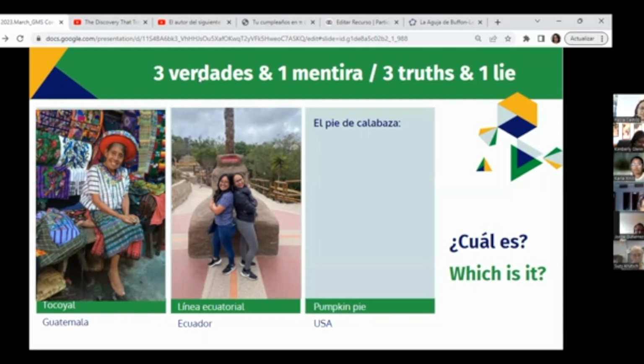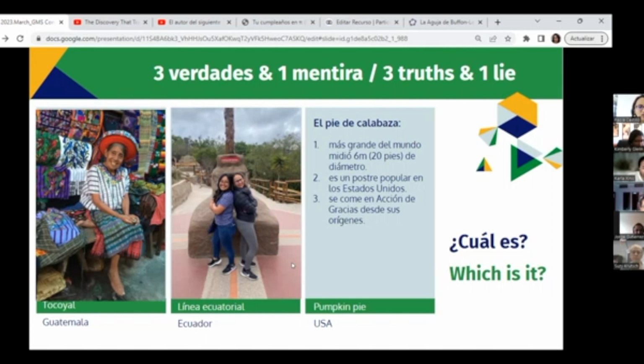So now it's the turn for the United States. The largest pumpkin pie was 6 meters long in diameter. Two, it's a very common dessert of the United States. Three, you eat it on Thanksgiving, from the origin of this holiday. Four, like other pies, they are the symbol of pie day because of its geometry and name.